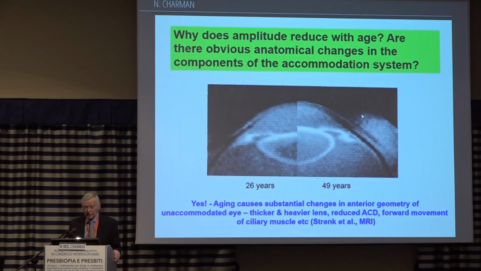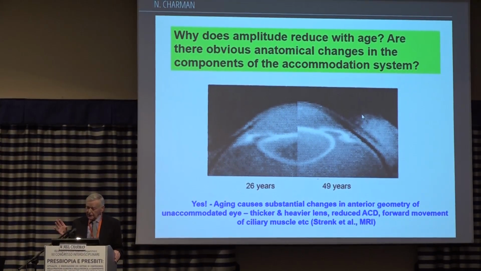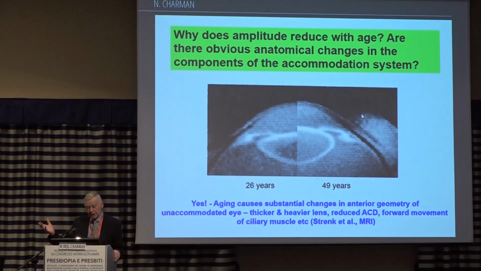So there are very real changes in the geometry of the eye and in the lump of tissue, the lens, that has to change shape. So perhaps we need not be surprised that there's going to be problems.